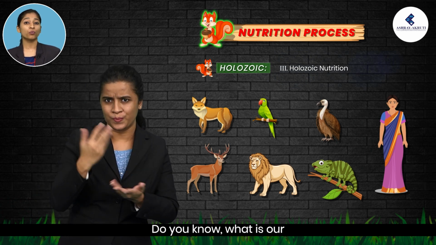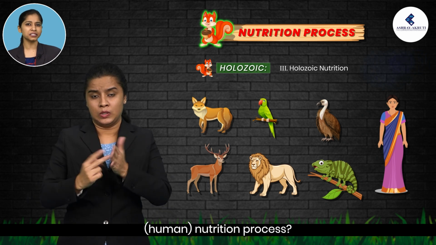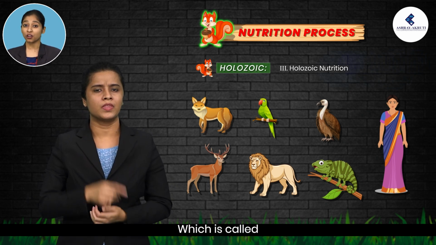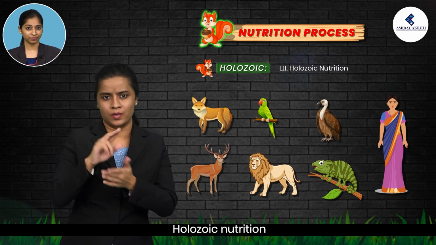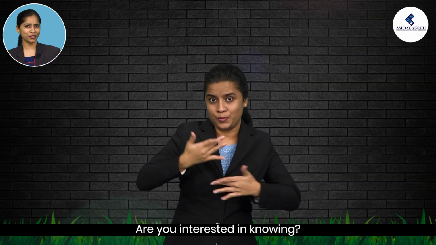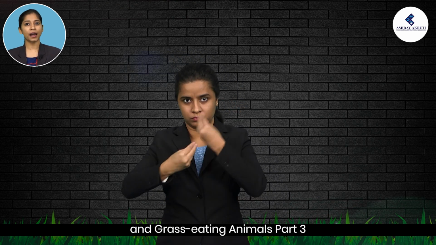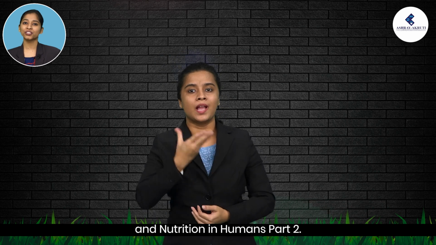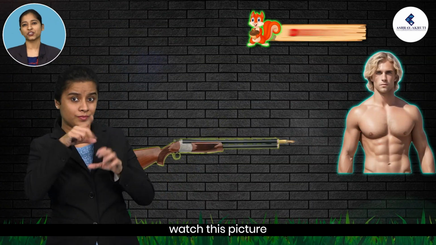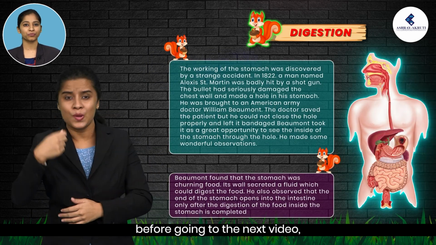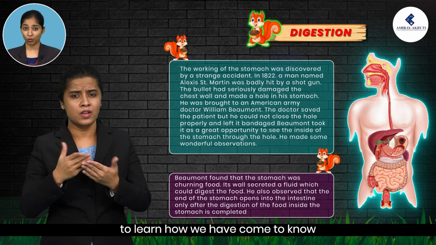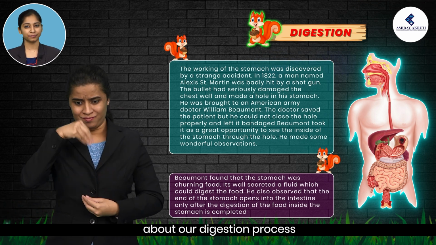Do you know what is our human nutrition process? Which is called holozoic nutrition. Are you interested in knowing? Watch the next videos, Digestion in Amoeba and Grass-eating Animals, Part 3 and Nutrition in Humans, Part 2. Watch this picture and read carefully before going to the next video to learn how we have come to know about our digestion process.